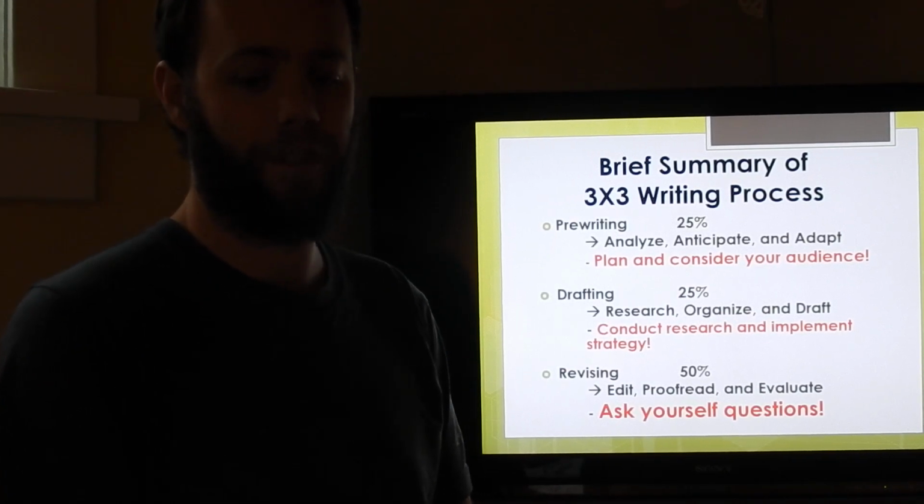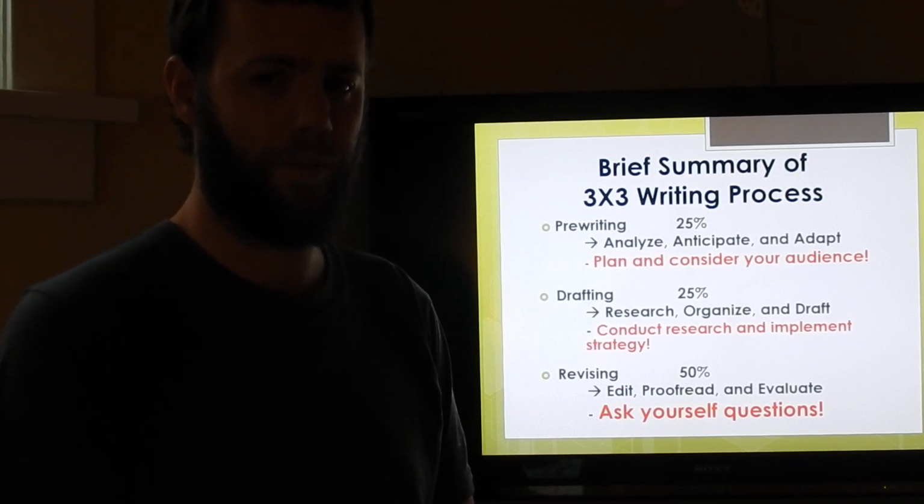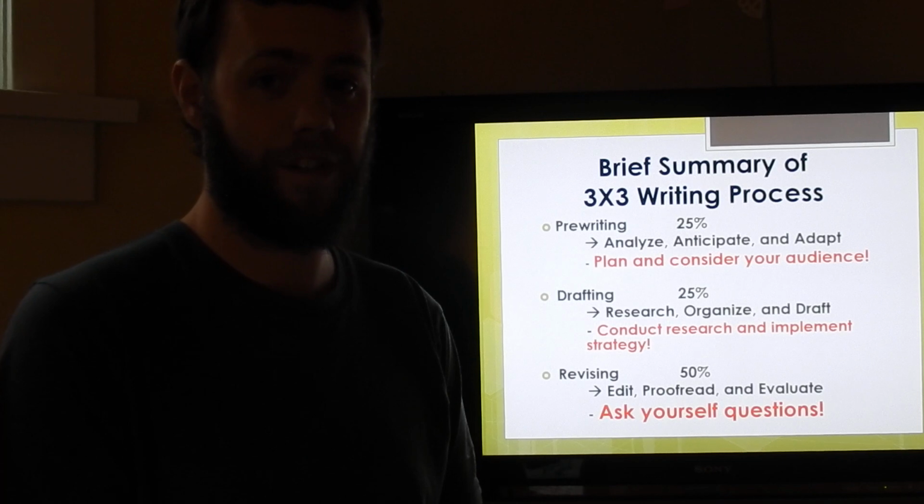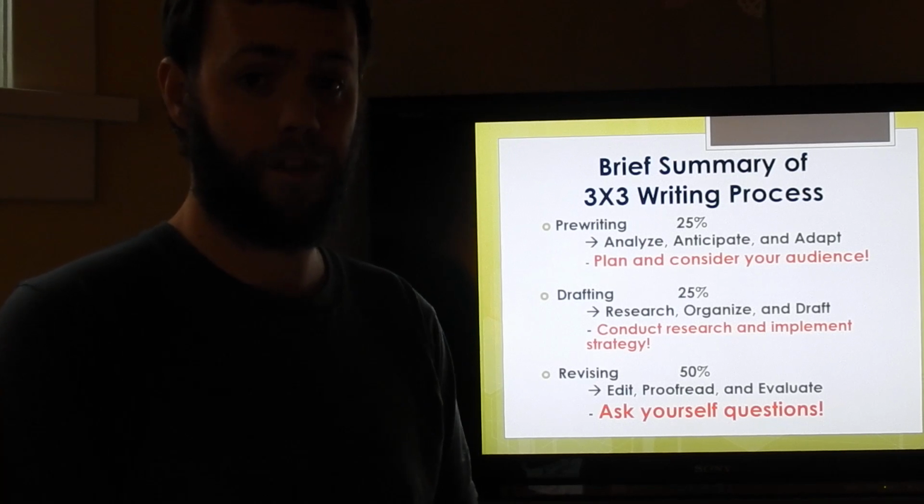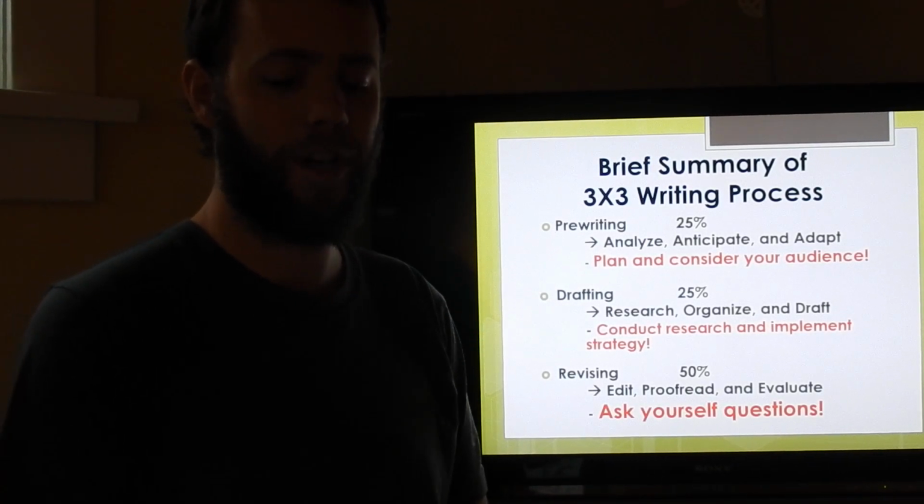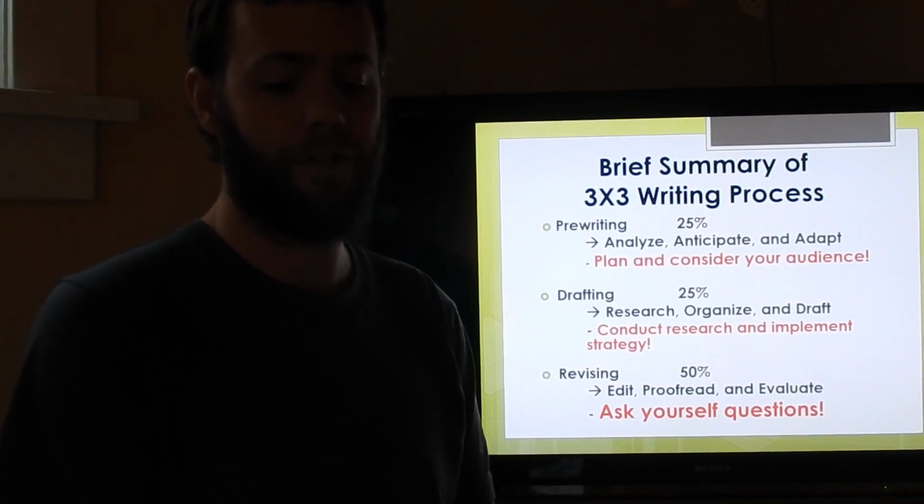So a brief summary of the 3x3 writing process involves spending 25% of your time on pre-writing. You need to plan and consider your audience. 25% of your time on drafting. You need to conduct research and implement strategy. And finally, about half your time should be spent revising, and you should be asking yourself tough questions.